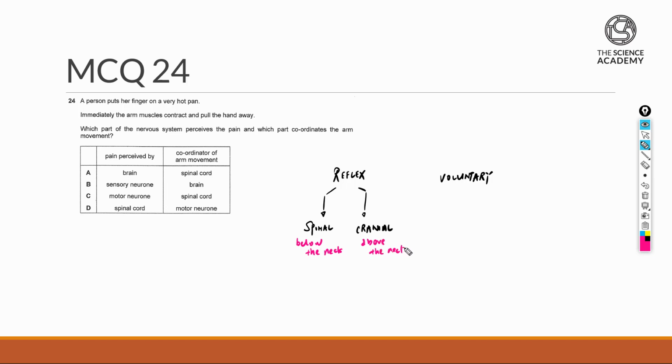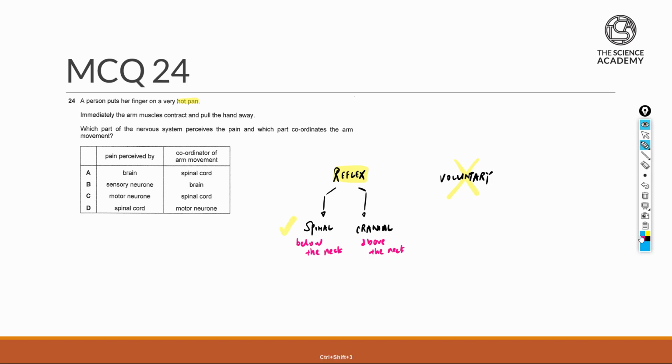So, if you look at the scenario that the question has given to us, we are touching a very hot pan. So this is quite a dangerous situation. I'll say that the question here is largely focused on a reflex action and not that of our voluntary action. So immediately the arm muscles contract and pull the hand away. Now since the finger is beneath the neck itself, we'll be looking at a spinal reflex.